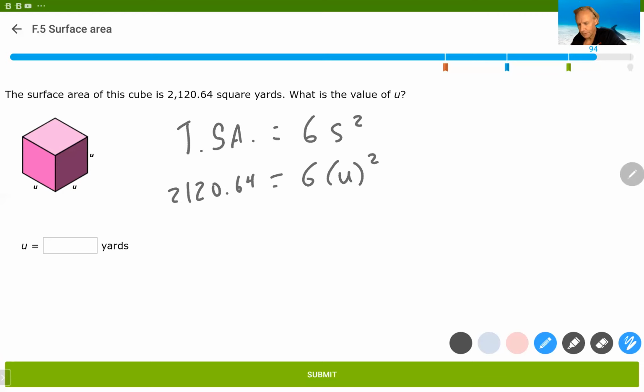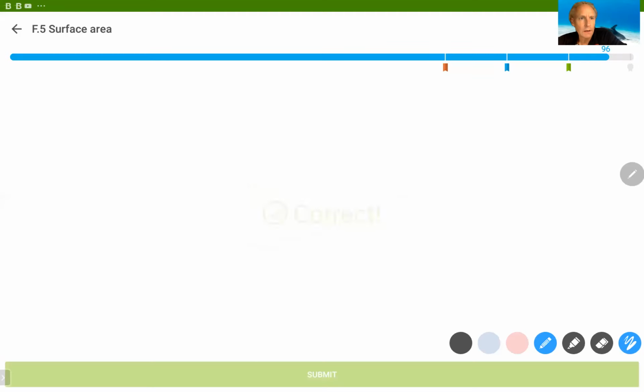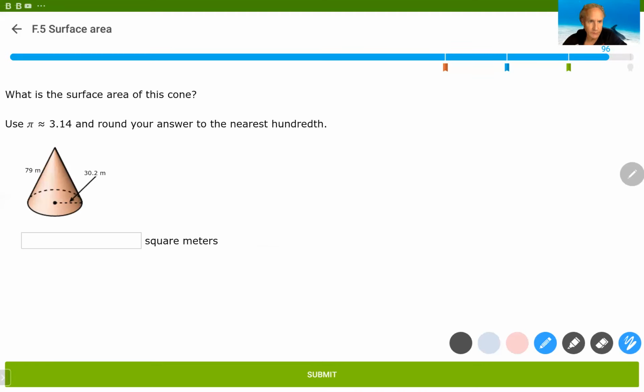There's my square root key. Dang it. It doesn't take the square root, it forces you to do it the other way around. So 2120.64. What? 18.8. And maybe one more. Yeah, looks like we have another one.